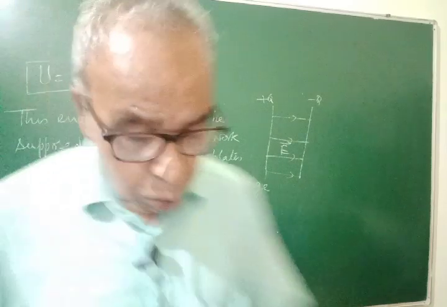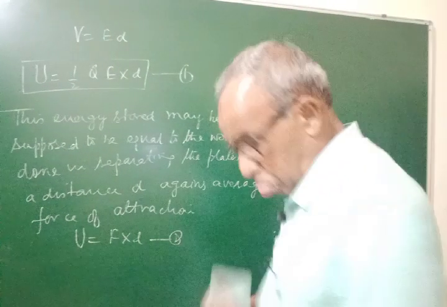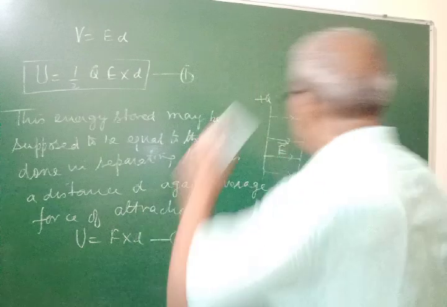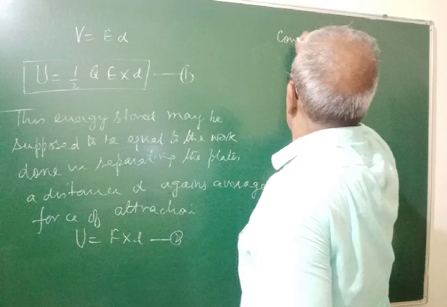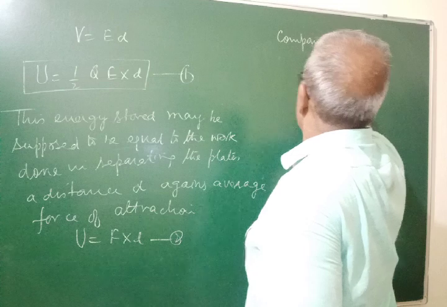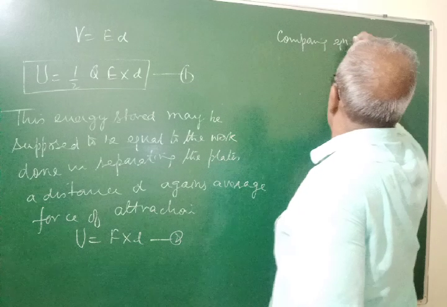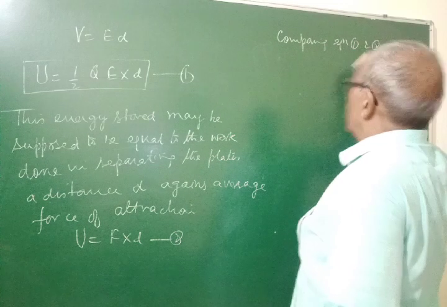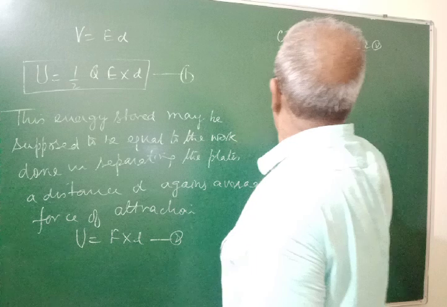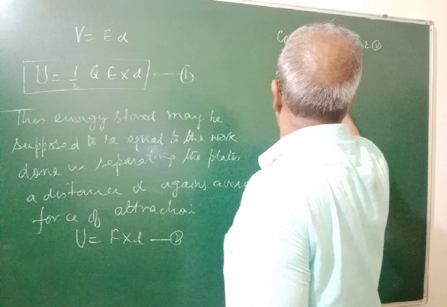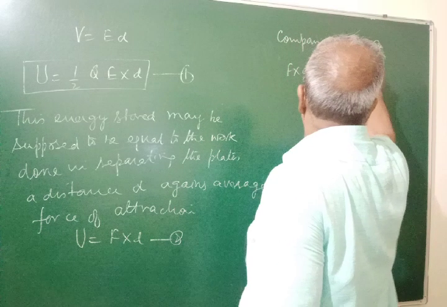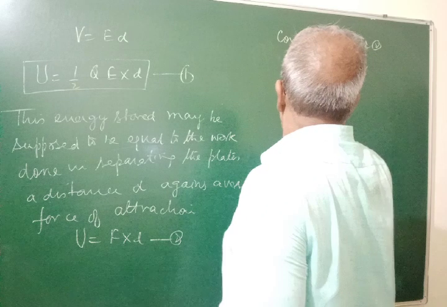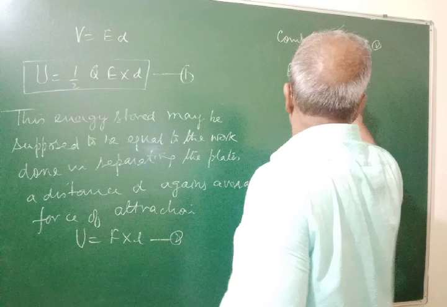Comparing equation 1 and 2, we get F into D equal to half QE into D. D cancels, so F equals half QE.